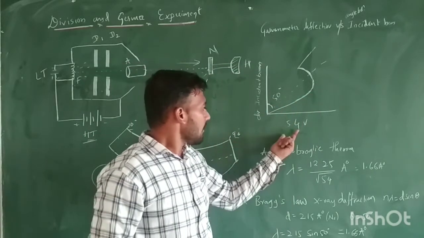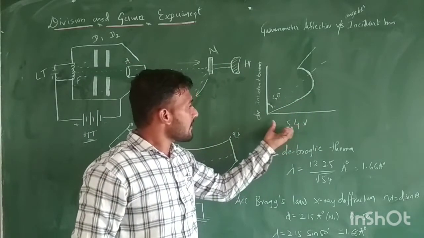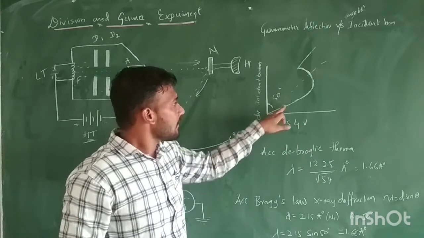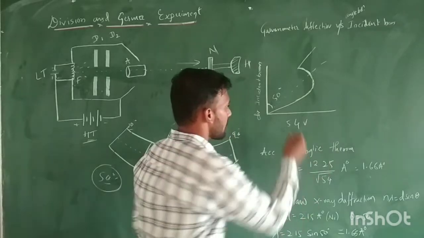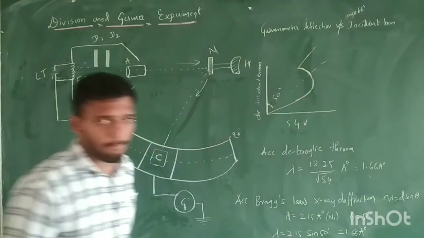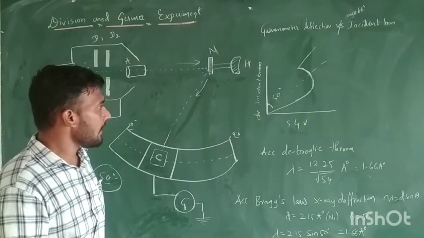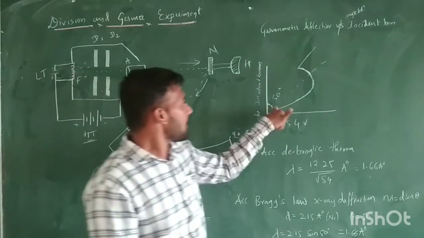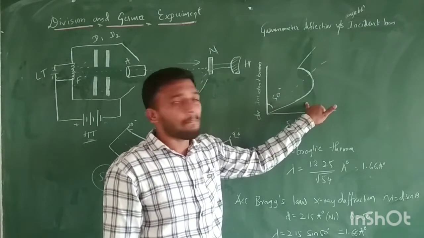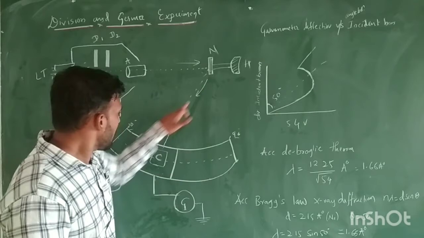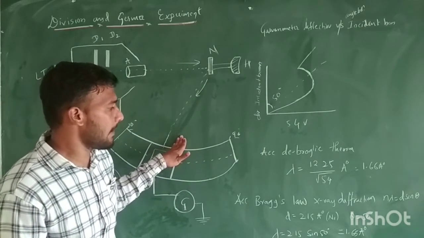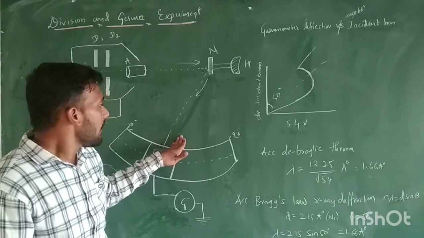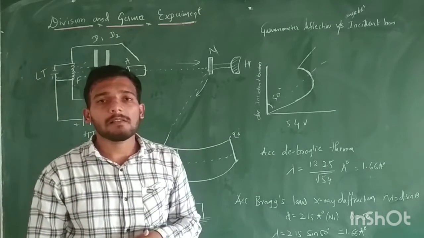When the voltage decreases, at that time the spur also increases. When the voltage increases, the spur decreases. This spur indicates the intensity of the electrons, or the intensity of the X-ray beam. So here constructive interference takes place.